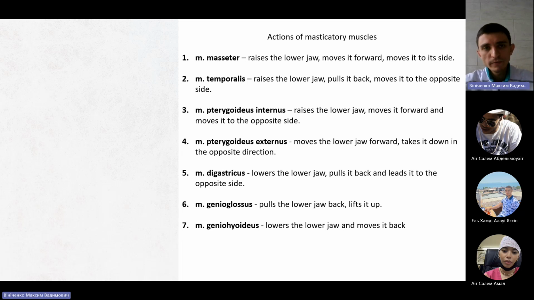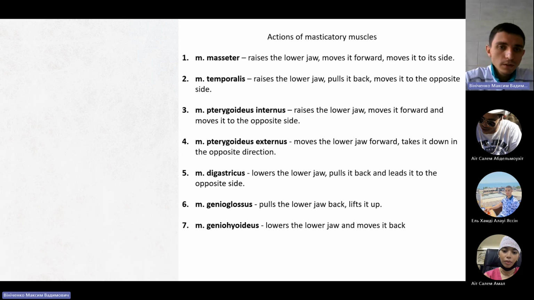There are actions of masticatory muscles. Musculus masseter raises the lower jaw, moves it forward, and moves it to the side. Musculus temporalis raises the lower jaw, pulls it back, moves it to the opposite side. Musculus pterygoideus internus raises the lower jaw, moves it forward, and moves it to the opposite side. Musculus pterygoideus externus moves the lower jaw forward, takes it down in the opposite direction.